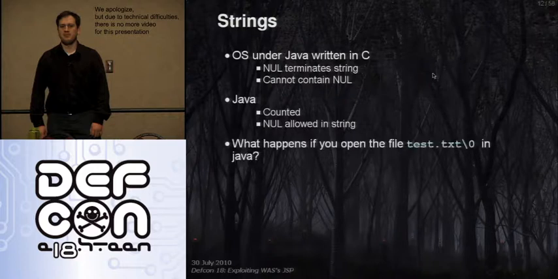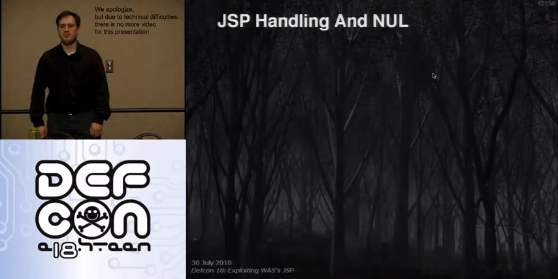So the big question we're going to start with is: what happens if you try to open a file in Java like test.txt\0, so with a null character in Java? Well, actually you get test.txt. This has been known about for a very long time. Formally, just the specific instance has been talked about by some people on the web, but it's been known and used in Tomcat exploits for quite a while.